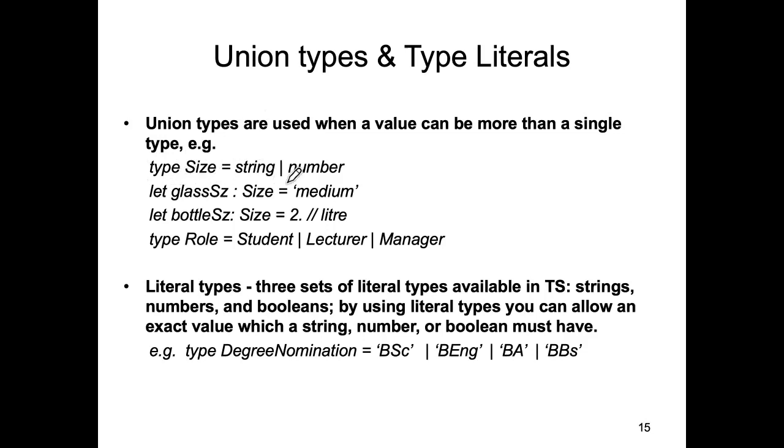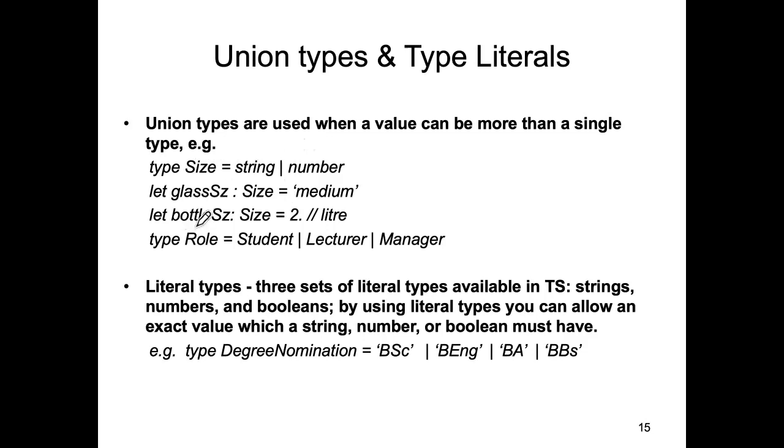It's of type size, and I'm assigning it a string. That's consistent with my size type. Whereas here, I've got another variable called bottle size. It's of type size, but I'm assigning it a number. So size here is a union type. It can have different types of values associated with it. In this particular case, they are string and number.